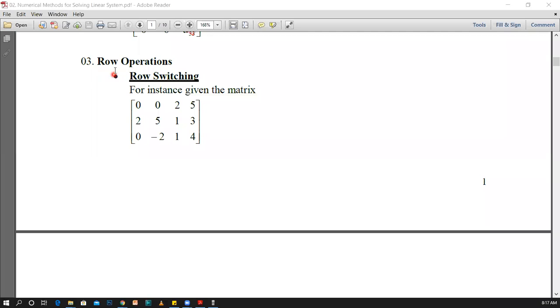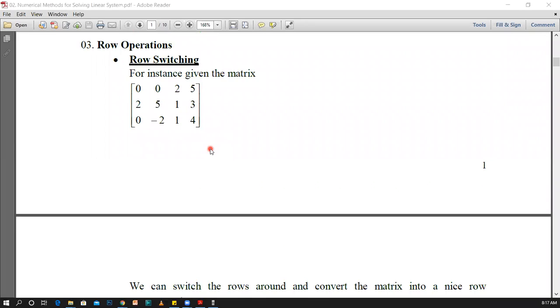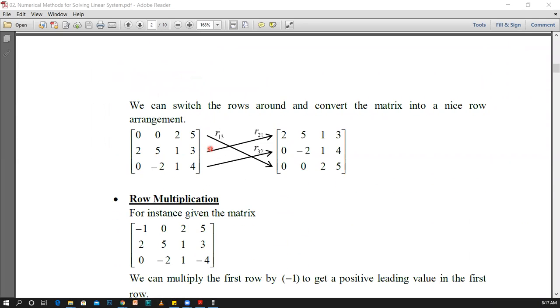Now think about the first method, which is row switching. This is one example given. This is the matrix given. It is a 3 by 4 matrix, containing the elements 0, 0, 2, 5, 2, 5, 1, 3, 0, minus 2, 1, and 4. Now, here we can see that we have switched the rows around and converted it into a nice row arrangement.